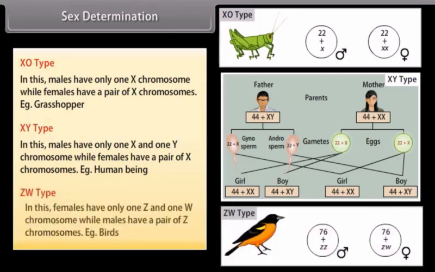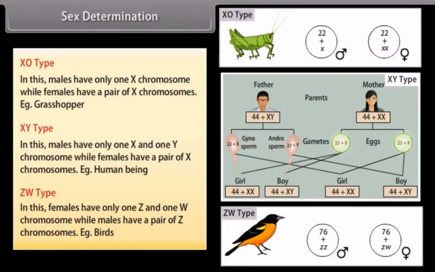ZW type. In this, females have one Z and one W chromosome, while males have a pair of Z chromosomes. Example, birds.